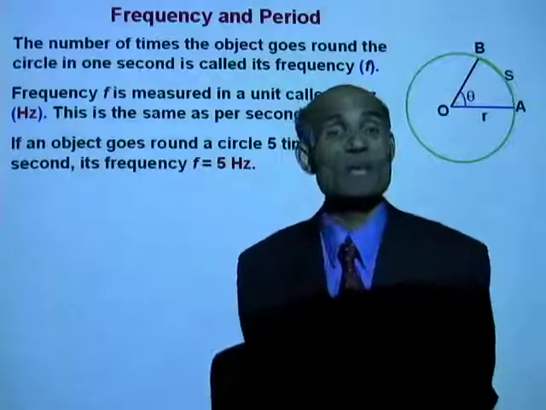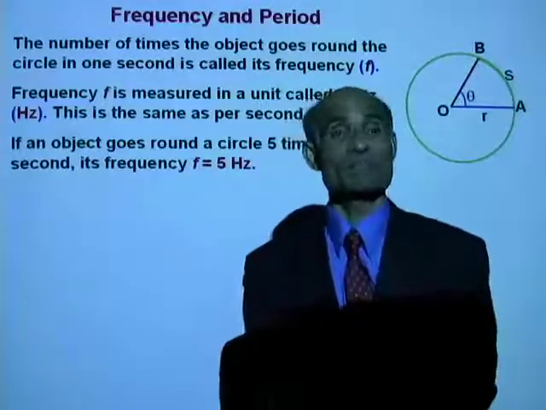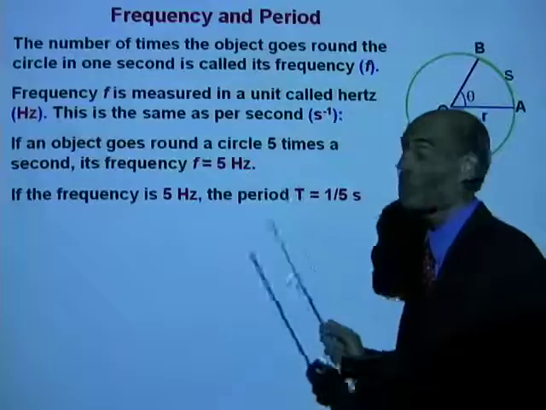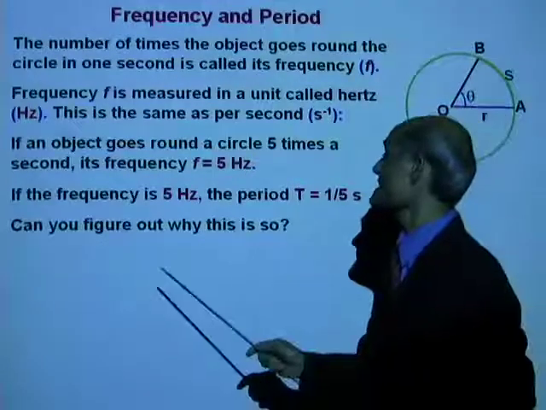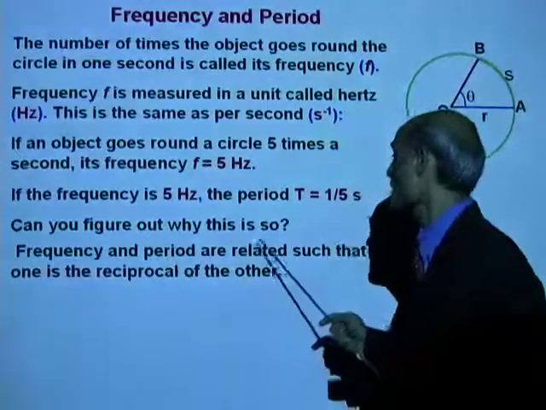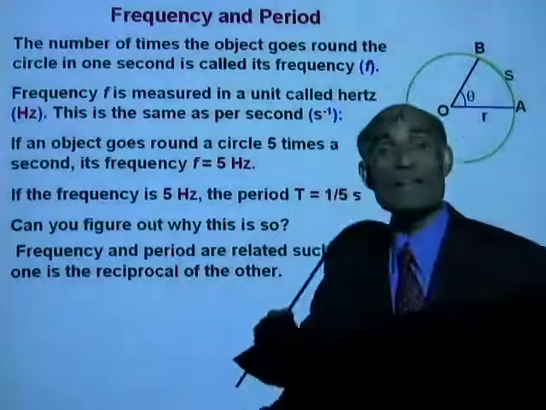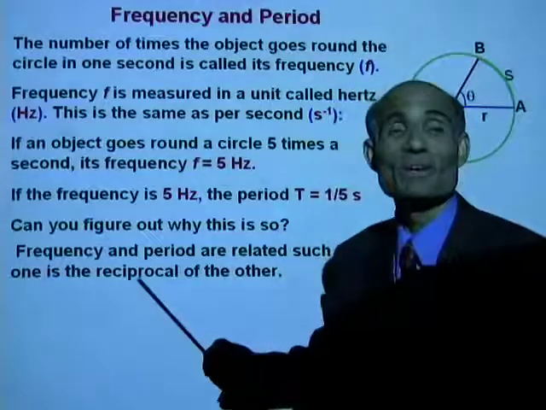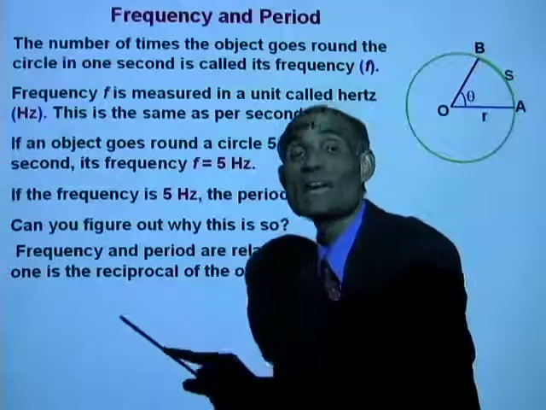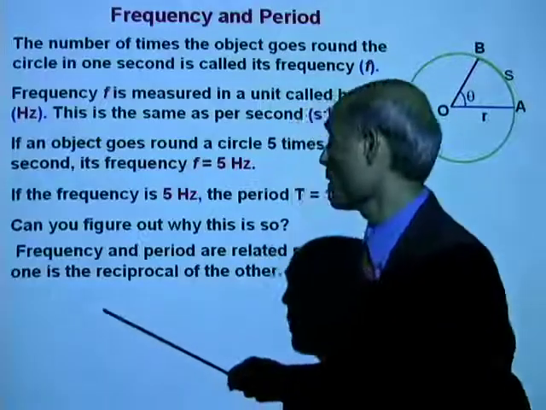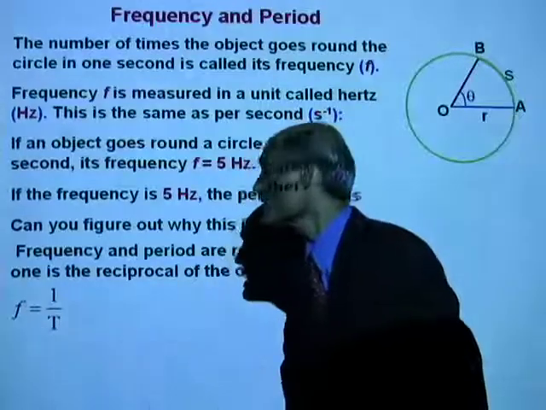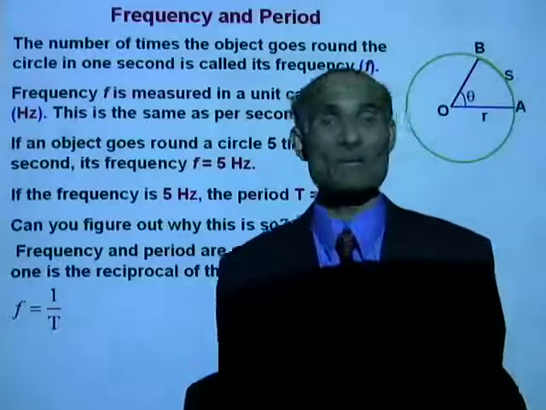So what is the relation between period and frequency? If the frequency is 5 Hertz, the period is 1/5 of a second. That means the frequency and period are related such that one is the reciprocal of the other. If the frequency is 10 Hertz, the period is 1/10 seconds, and so on. So f equals 1 over the period.